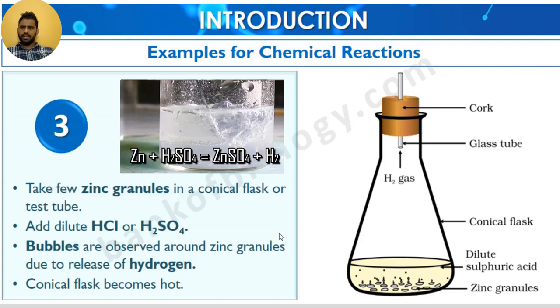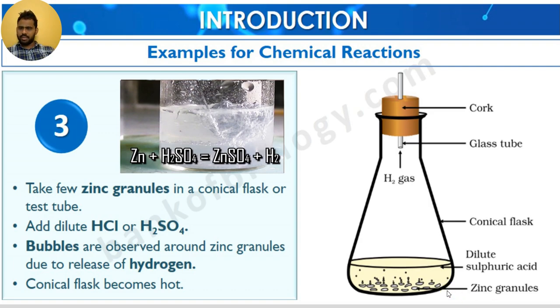Okay. The third reaction we see is the reaction between zinc and sulfuric acid. Sulfuric acid is a strong acid. Zinc is a metal. We get the formation of zinc sulfate and hydrogen gas is evolved. So we take a few zinc granules in a conical flask or test tube. We add HCl or H2SO4. Bubbles are observed around the zinc granules due to the release of hydrogen, and the conical flask becomes hot.